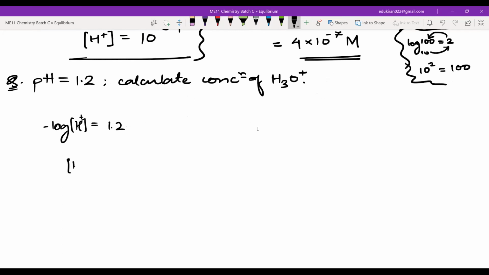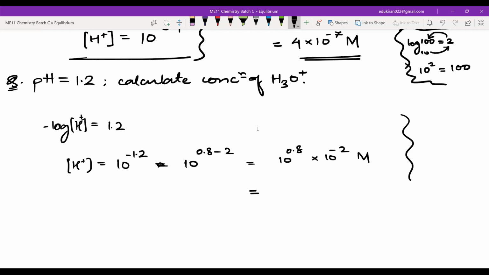So h plus will be equal to 10 to the power minus 1.2. And this will be equal to 10 raised to 0.8 minus 2. So this will be equal to 10 to the power of 0.8 into 10 to the power minus 2 molar.